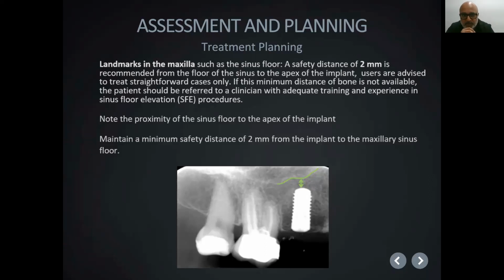Users are advised to treat straightforward cases only. If the minimum distance of bone is not available, the patient should be referred to a clinician with adequate training and experience in sinus wall elevation procedures. That is true. There's no real way around that.